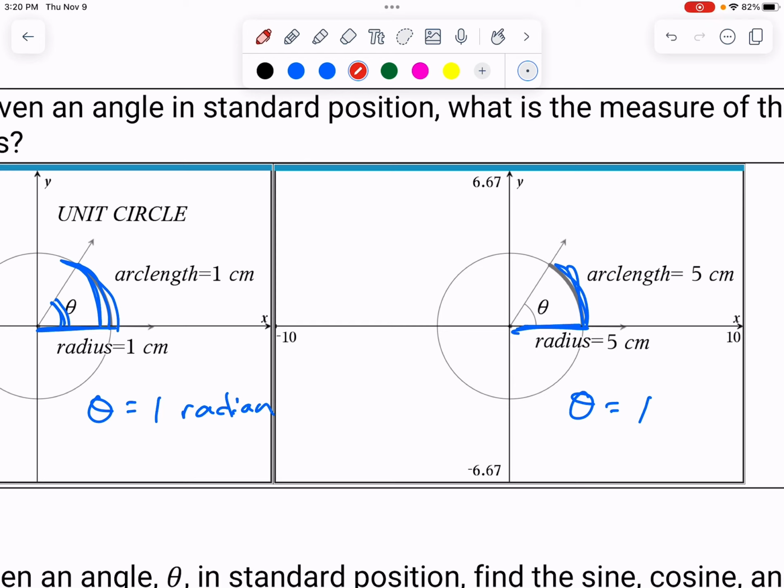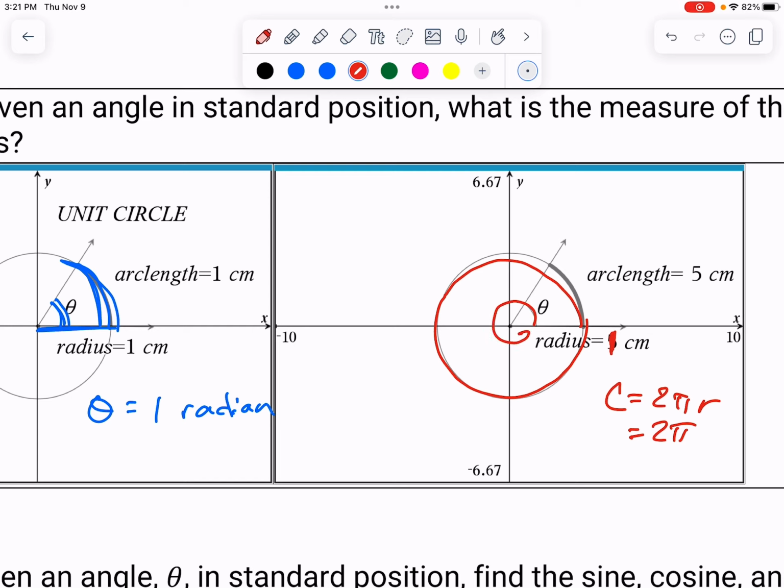We probably talked about this, but I'm going to remind you real fast. If my radius is 1, my circumference is equal to 2 pi r. I plug in 2 pi times 1, which is just 2 pi. So that means the angle that's formed as I go all the way around is 2 pi radians. So be careful. Here's the whole reason I said this.